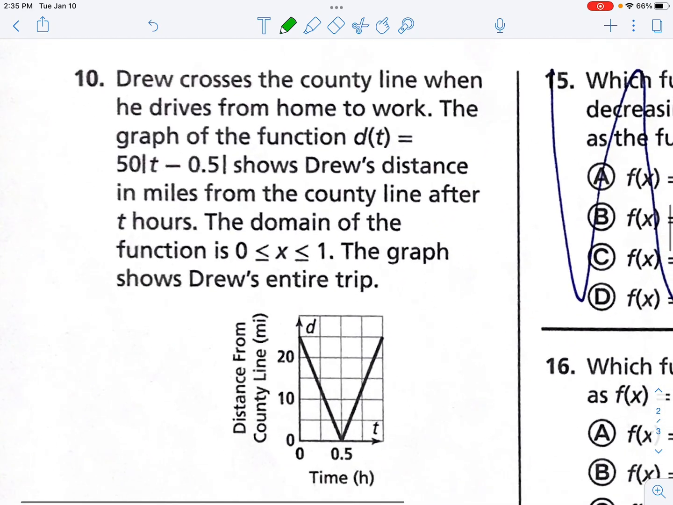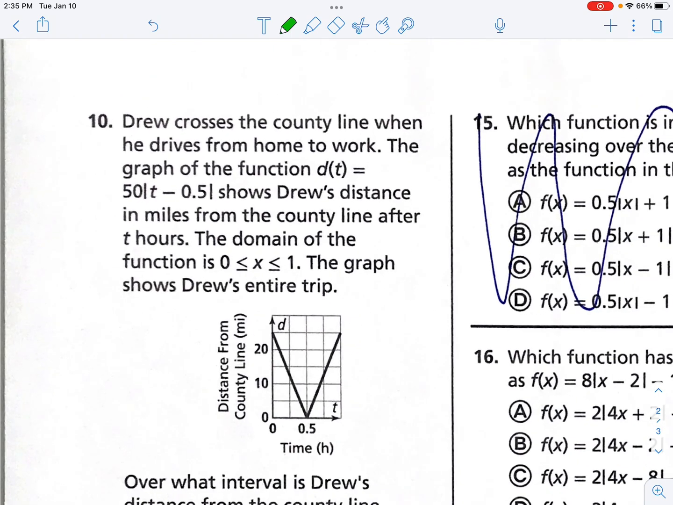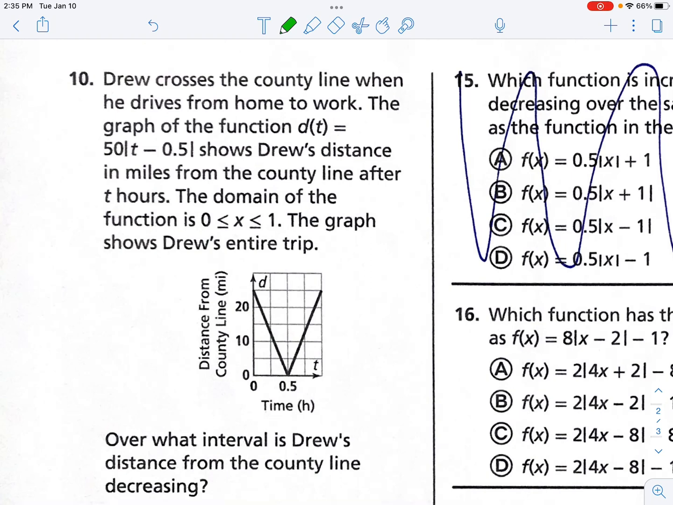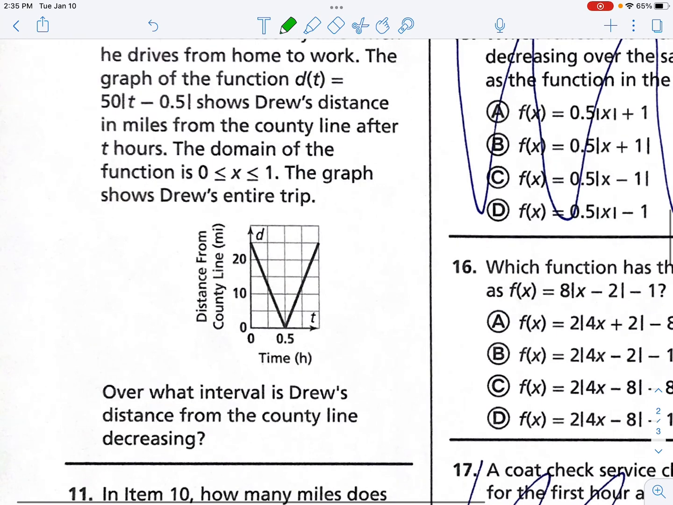All right, number 10. I feel like we did this one. It looks really, really familiar. Drew crosses the county line when he drives from home to work. And then here we have the function, and we can see that his time is the x-axis, his distance from the county line in miles is on the y-axis. It says, over what interval is Drew's distance from the county line decreasing?